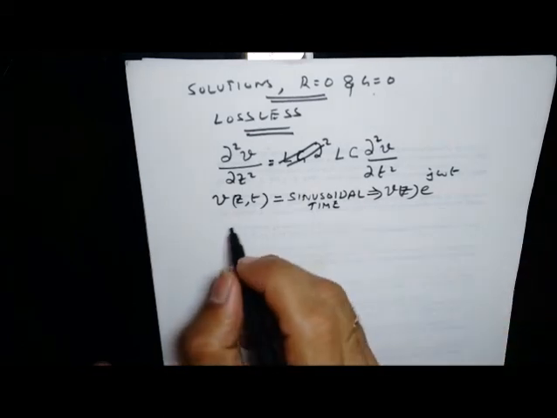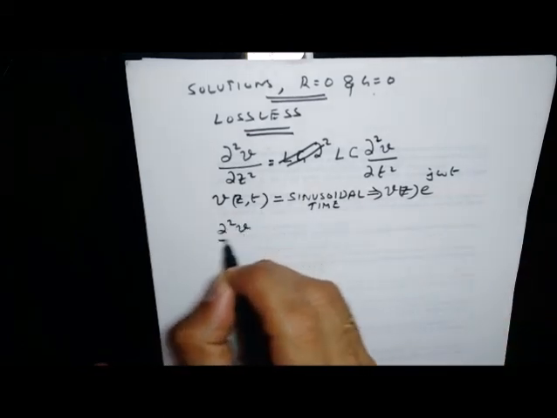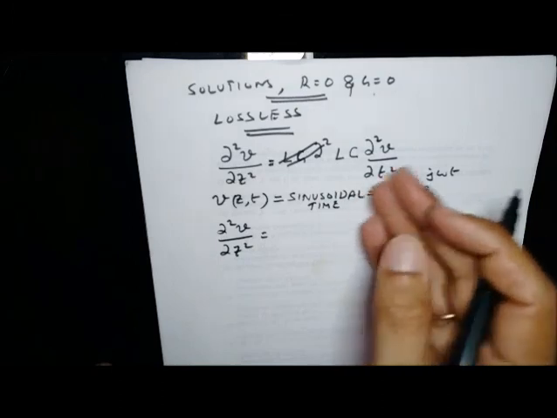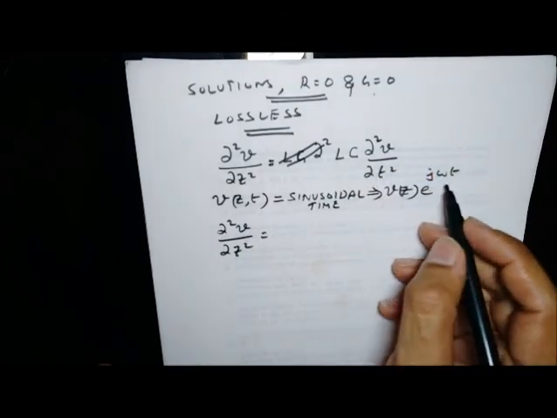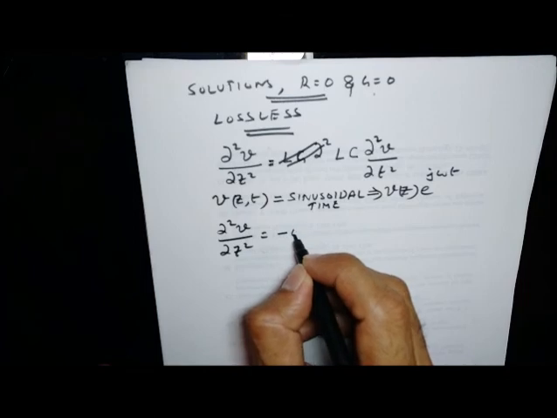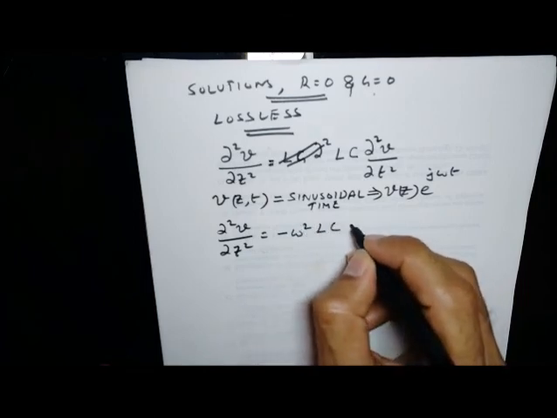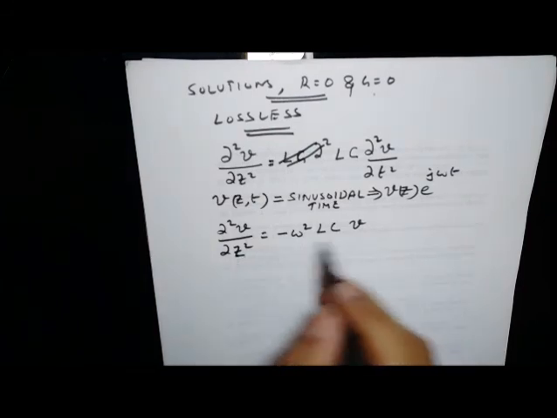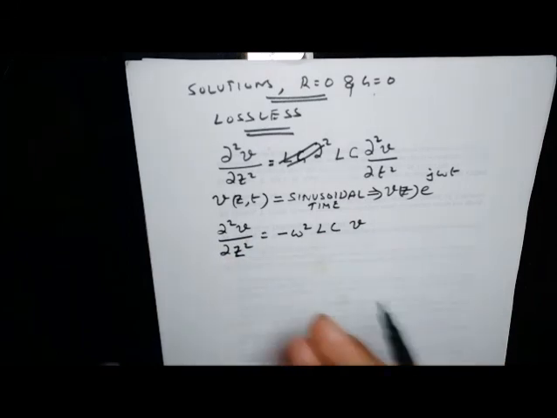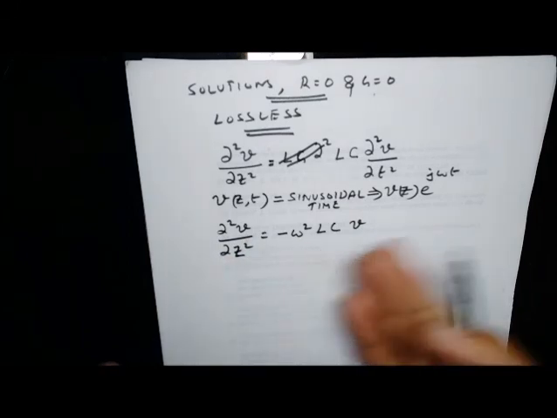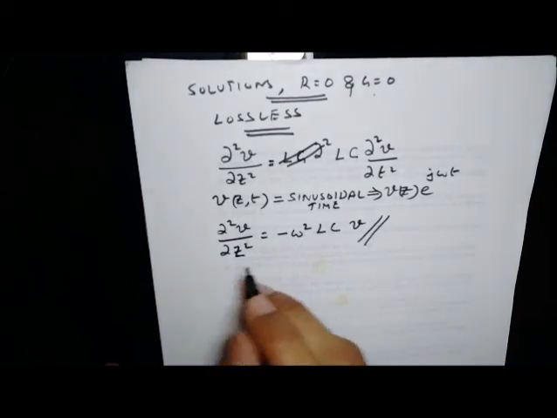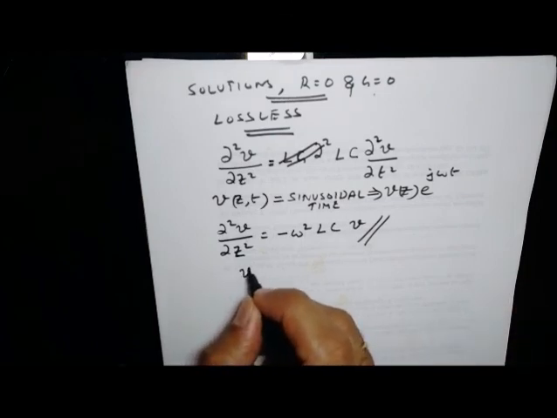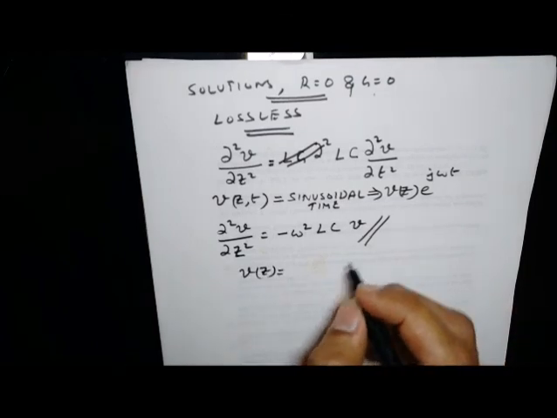Now, our equation, when you substitute it over here, which I will not do because it's a very simple step, differentiate twice with respect to time, minus omega square LC V. That is what you are going to get. So this is basically now a differential equation in only z. So maybe I should better call it an ordinary differential equation in V, which describes variation with respect to z.